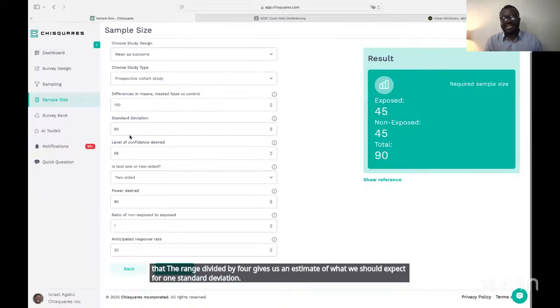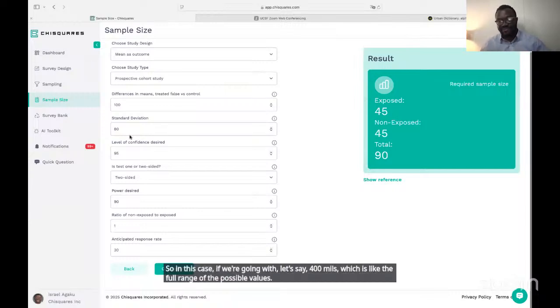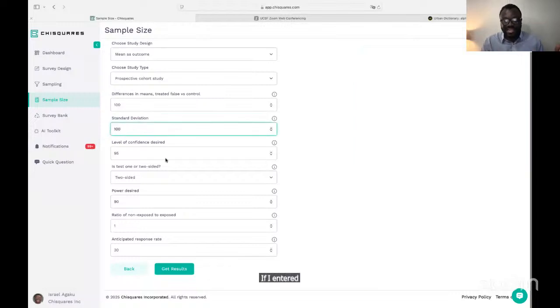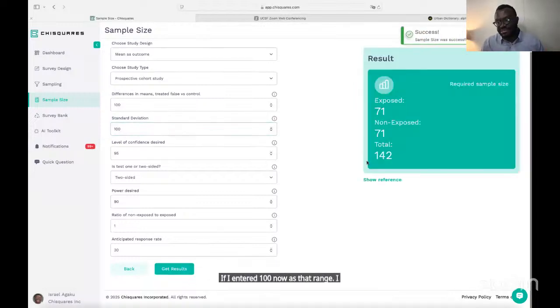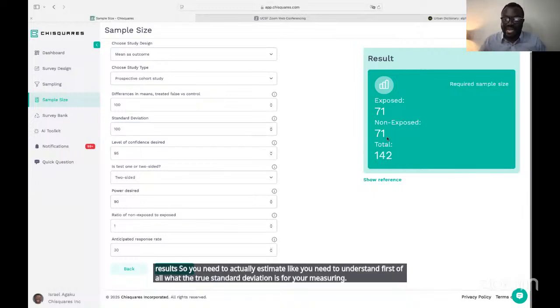So in this case, if we're going with, let's say, 400 mils, which is the full range of the possible values, 0 to 400, 400 minus 0 is 400. 400 divided by 4 is 100, right? If I entered 100 now as that range, I'm going to get obviously different results, right? So you need to understand, first of all, what the true standard deviation is for what you're measuring, and then calculate it accordingly.